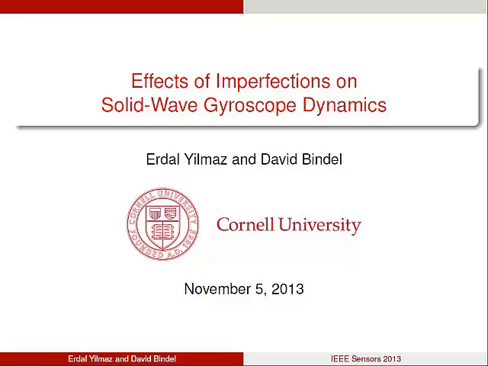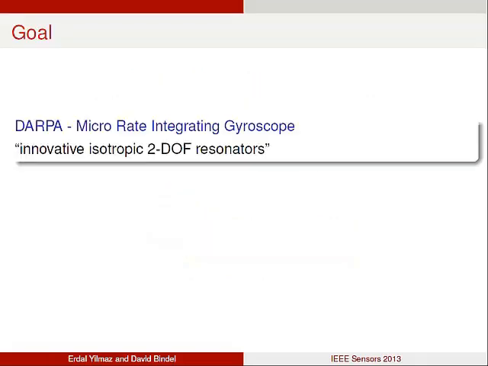Thank you. I'm going to talk about effects of imperfections on solid-wave gyroscope dynamics. So this work is a part of the DARPA microrate integrating gyroscope program, and the goal of this program is to design novel isotropic 2 degree of freedom resonators for use as gyroscopes.